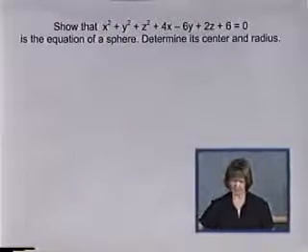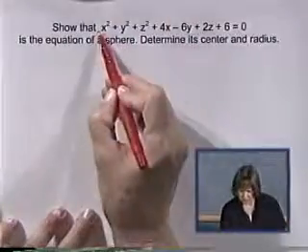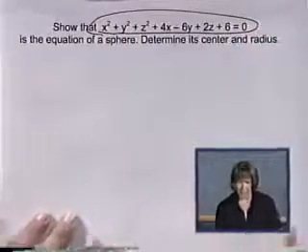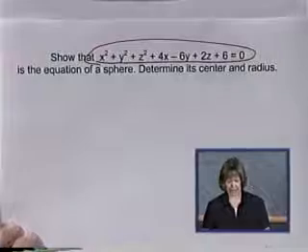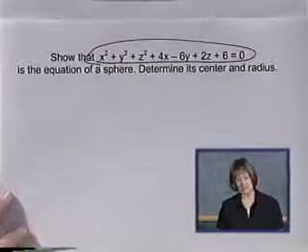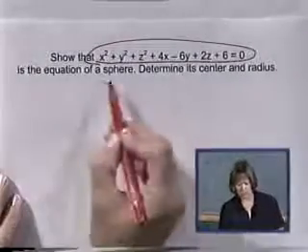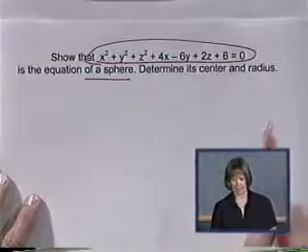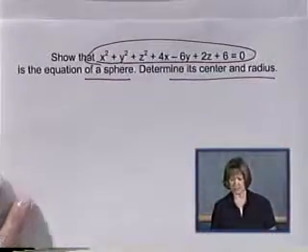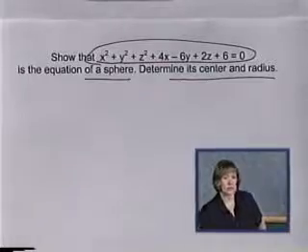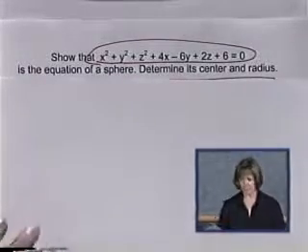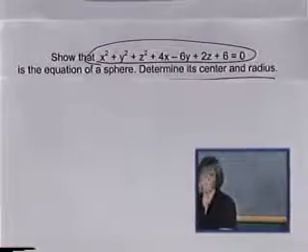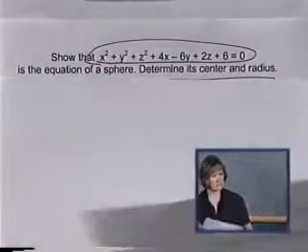Okay? All right, now what if I have this? They give me the equation right here, x squared plus y squared plus z squared plus 4x minus 6y plus 2z plus 6 is equal to 0. They want me to show that it's an equation of a sphere, and in the end, I want to determine its center and its radius. Now first of all, before I do anything, I'm going to go back to my notes and ask, what's the general equation for a sphere?